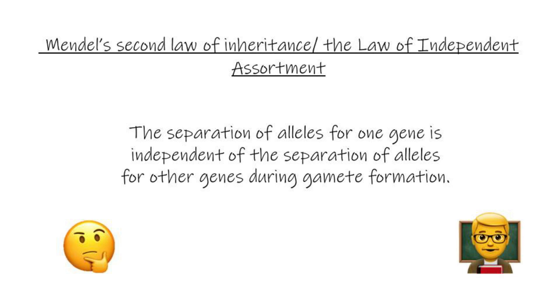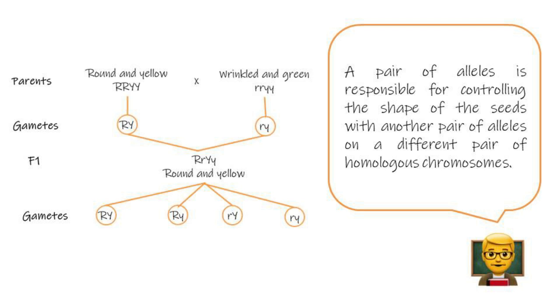So what is this about? It states that the separation of alleles from one gene is independent of the separation of alleles for another gene during gamete formation. Let's try to interpret the results together. A pair of alleles is responsible for controlling the shape of the seeds, with another pair of alleles on a different pair of homologous chromosomes.